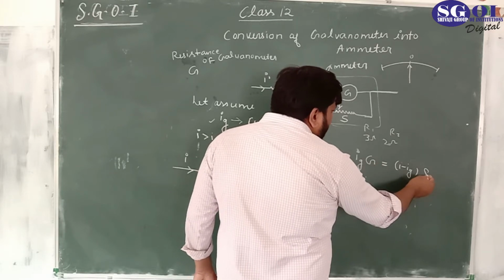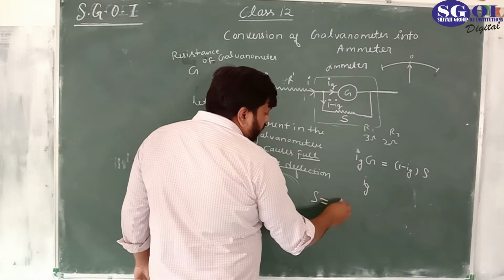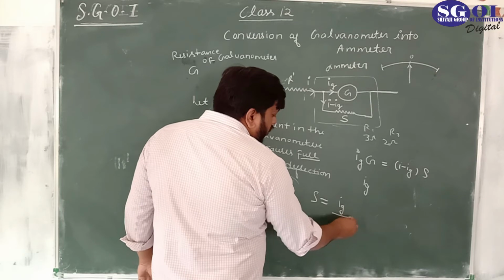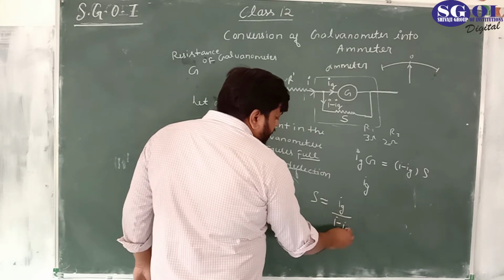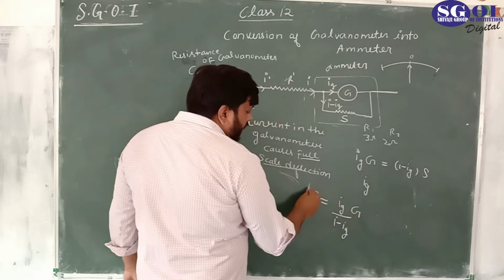From here we would find the S. If we have given S equal to what? Ig upon I minus Ig into G. This is the S.